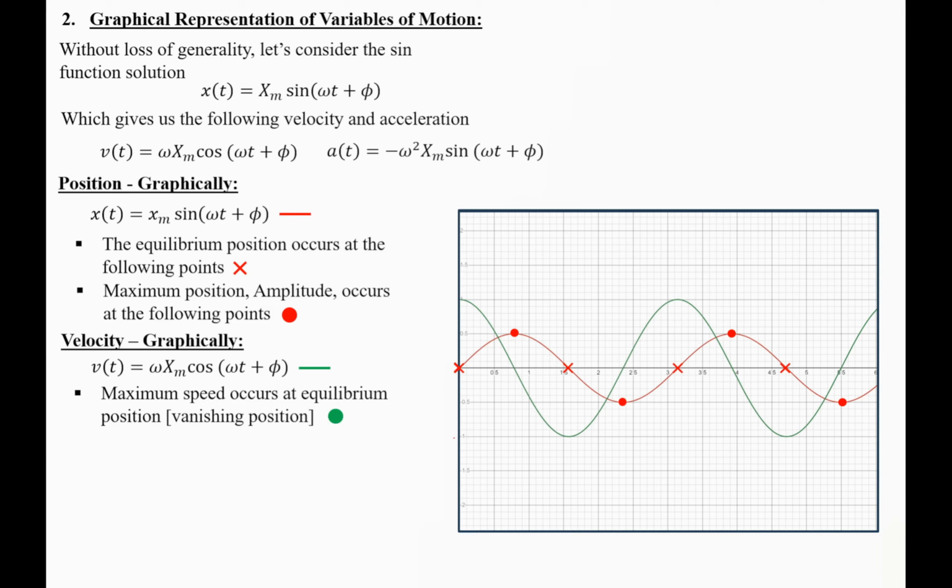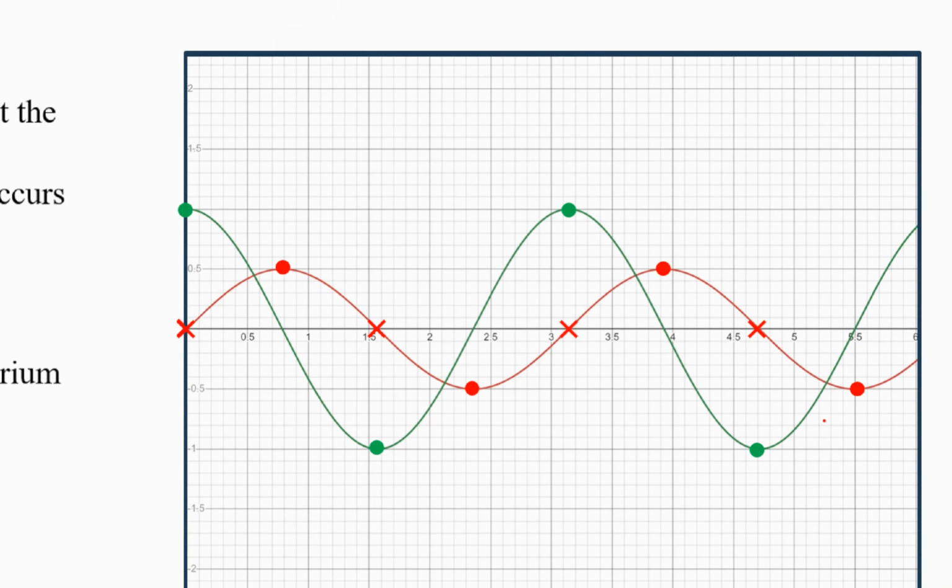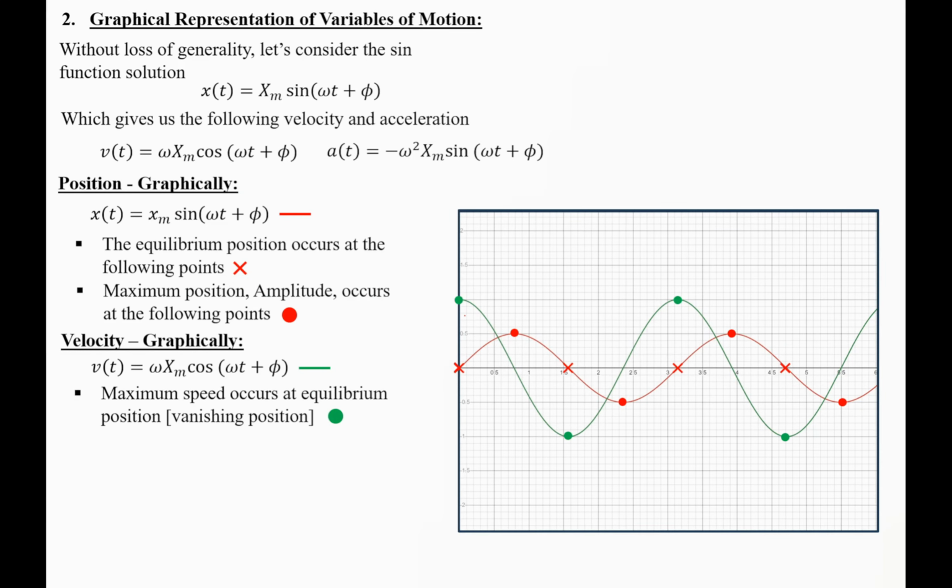Now maximum speed occurs at the equilibrium position, which is the vanishing point of the position. Why do these represent the maximum speed? For a very simple reason. This curve is the curve for speed, and these are the highest points. In this case the speed is 1 meter per second, let's suppose, and the vanishing speed occurs momentarily at the amplitudes. So notice carefully, these are the minimum speeds, which is 0.